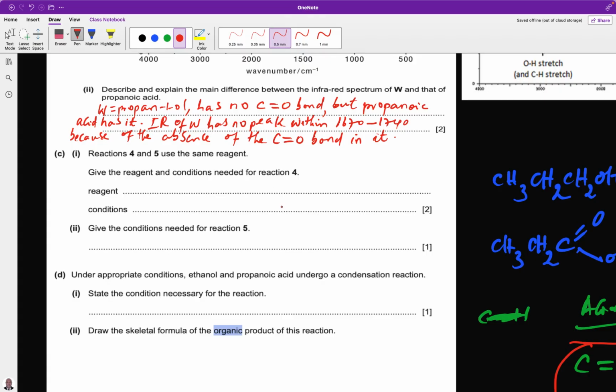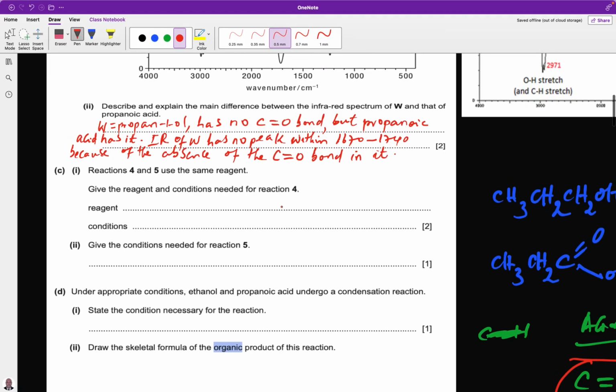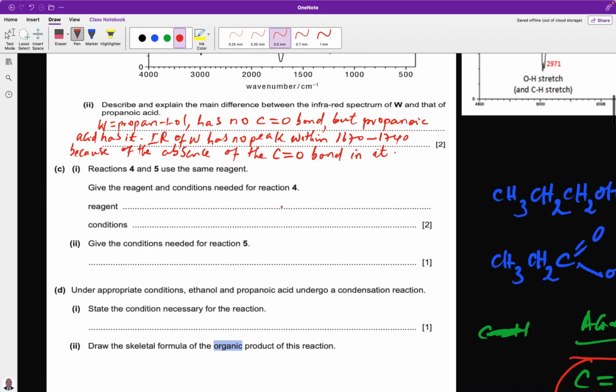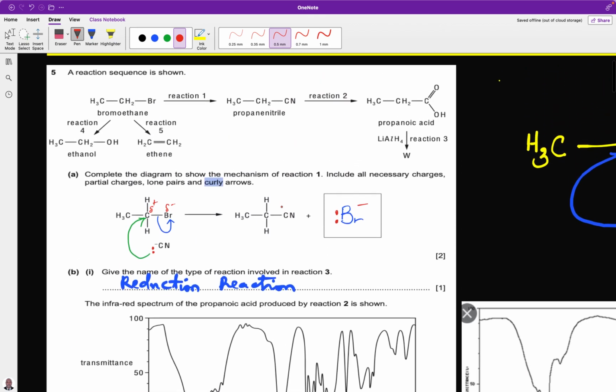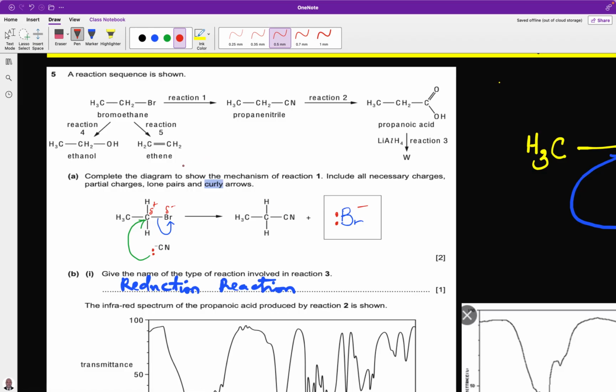Okay, let's go to the next question, which is C1. Reactions 4 and 5 use the same reagent. Give the reagent and condition needed for reactions 4 and 5. Bromoethane undergoes reaction 4 to form ethanol, and bromoethane also undergoes reaction 5 to form ethene.